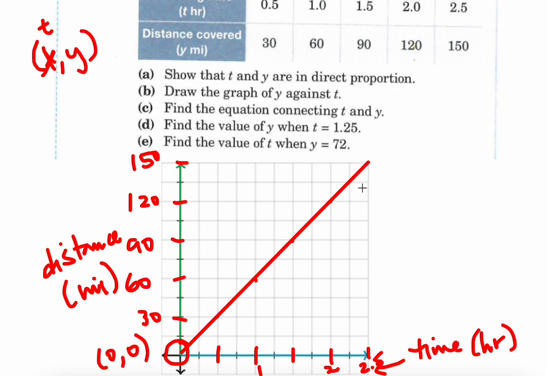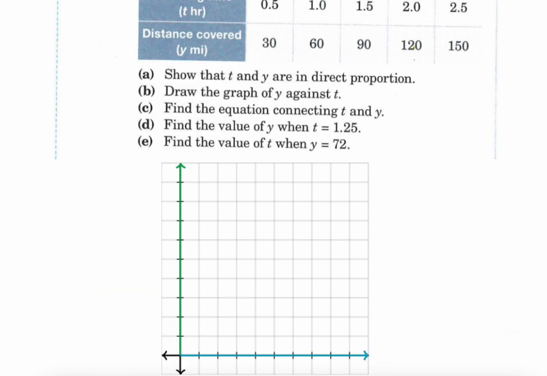So we know for sure that the t and the y are directly proportional to each other because we calculated their k and we got 60 for each corresponding pair. They make a straight line when plotted and they go through the origin. So it satisfies all those requirements. Now C wants us to find the equation connecting t and y.